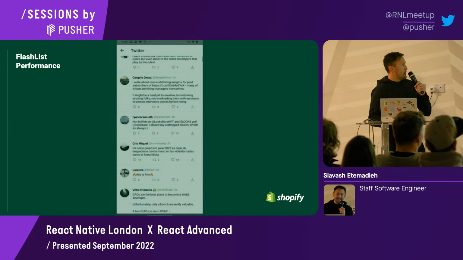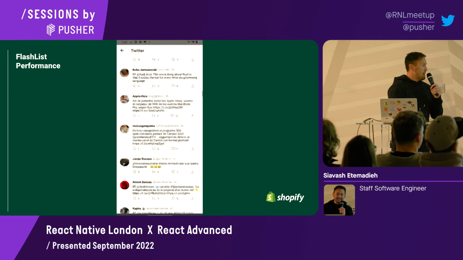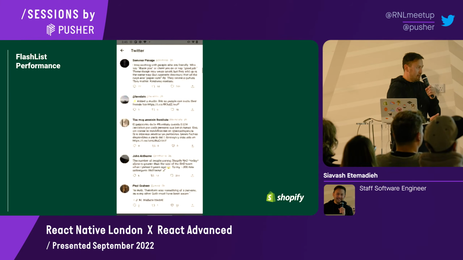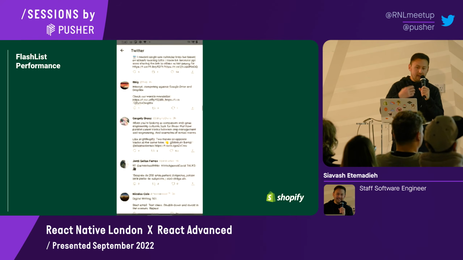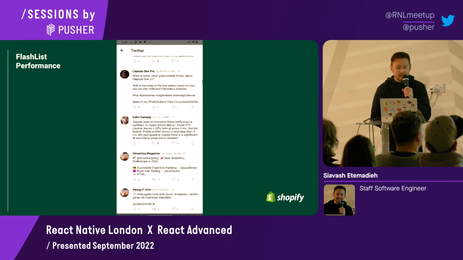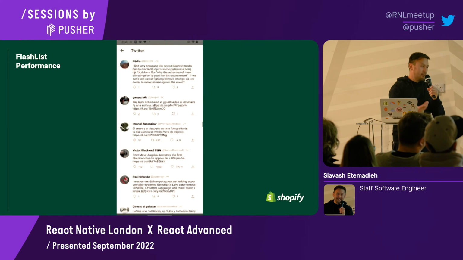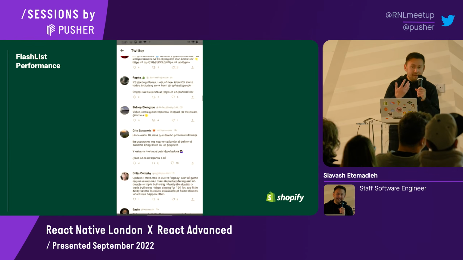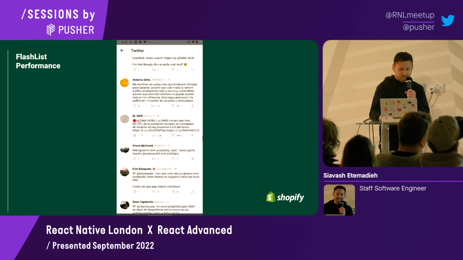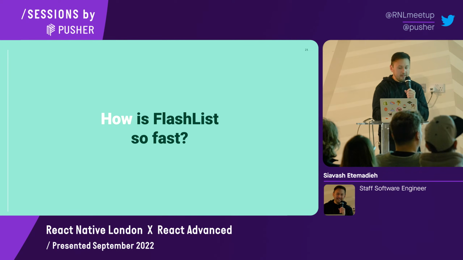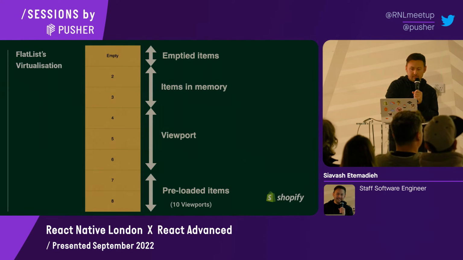And the performance we got on FlashList, this is a demo on the same $100 device, and it's running on a non-trivial list, dynamic heights. It's got a lot of functionality, and we were getting 60 FPS. This is with recording on. It was really fast performance. So, how did we make it fast? And I just want to deep dive into that right now.